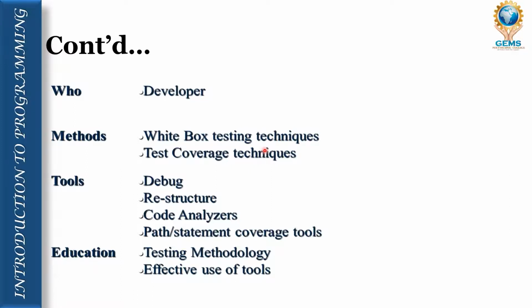Tools. These are the tools we are going to use for unit testing. Debug. Restructure: if the internal structure is not designed as per the SRS, then we are going to restructure it. Code analyzer: we are going to analyze our code. Then path or statement coverage tools: we are going to check with the coverage tools also. Finally, in education we have testing methodology and effective use of the tools, how we are going to use the tools in an effective manner. So this is all about unit testing.